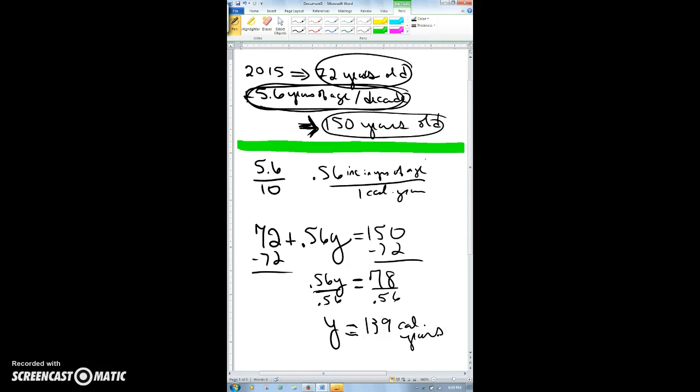Okay. So if I wanted to add that to the year 2015, that would be about in the year, let's see, about, okay. So in that calendar year.